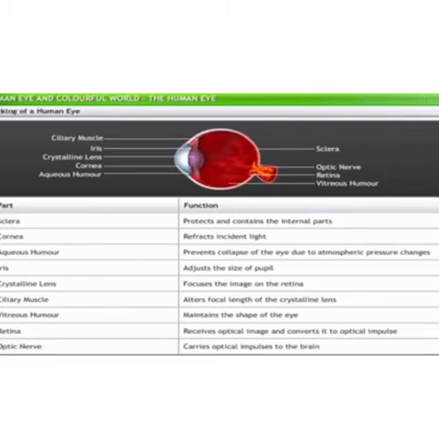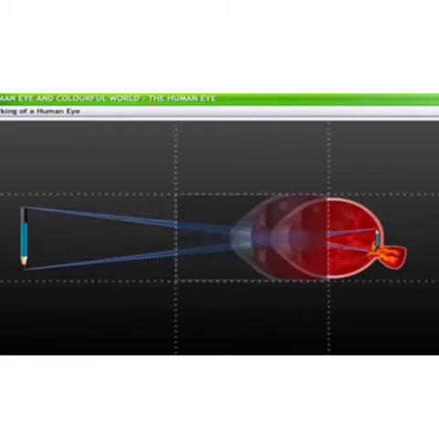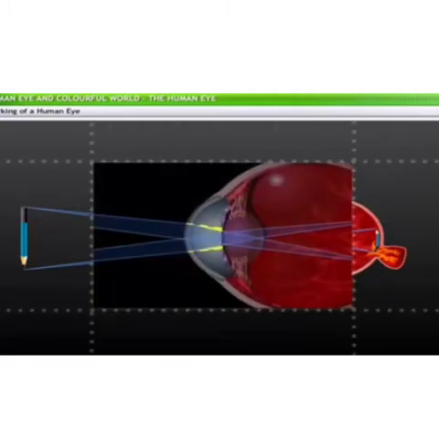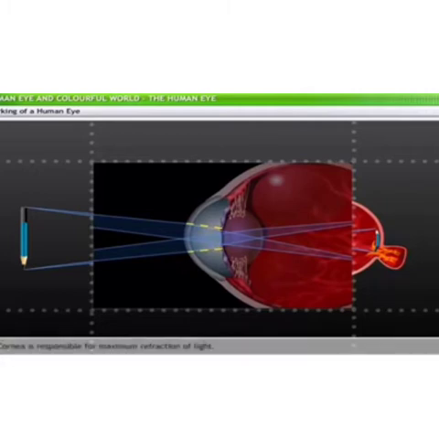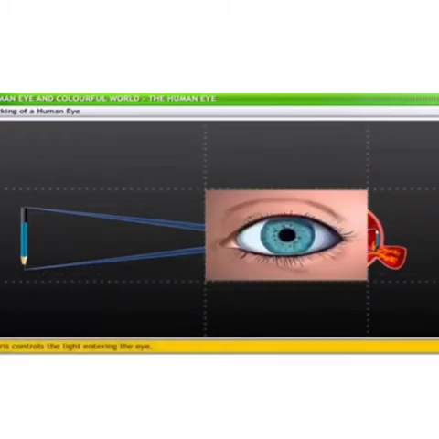Now let's see how these parts come together to help us see when we are looking at something. When light rays reflect from an object towards an eye, the cornea refracts these rays so that they are incident on the lens. The cornea is responsible for maximum refraction of the light incident on the eye. With the help of involuntary movement of the ciliary muscles, the iris and the pupil control the light entering the eye and incident on the lens.